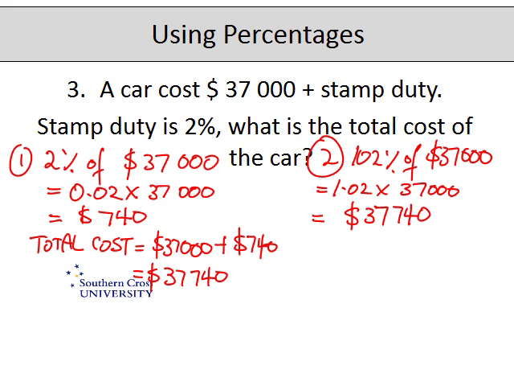The second method is a little slicker to answer this question, but sometimes you're required to find out what the increase or the 2% is. So the first method actually gives you that answer as well as the total cost.